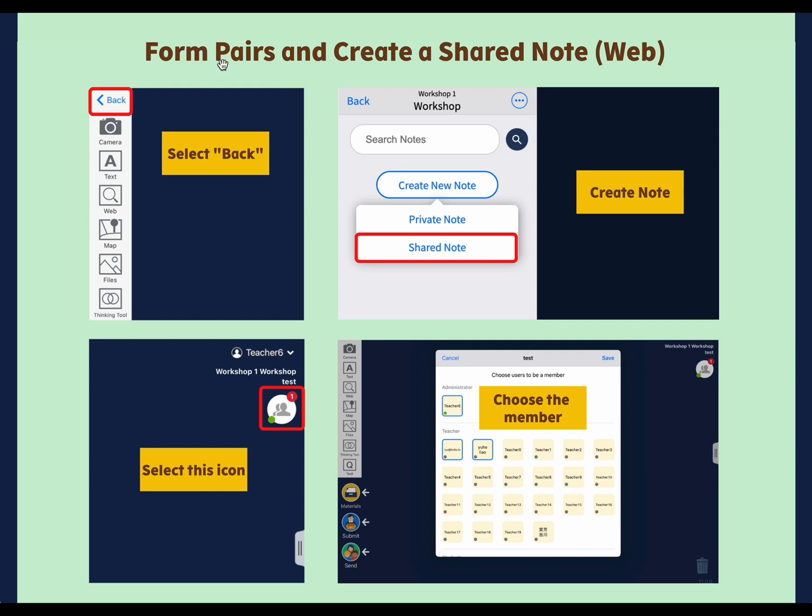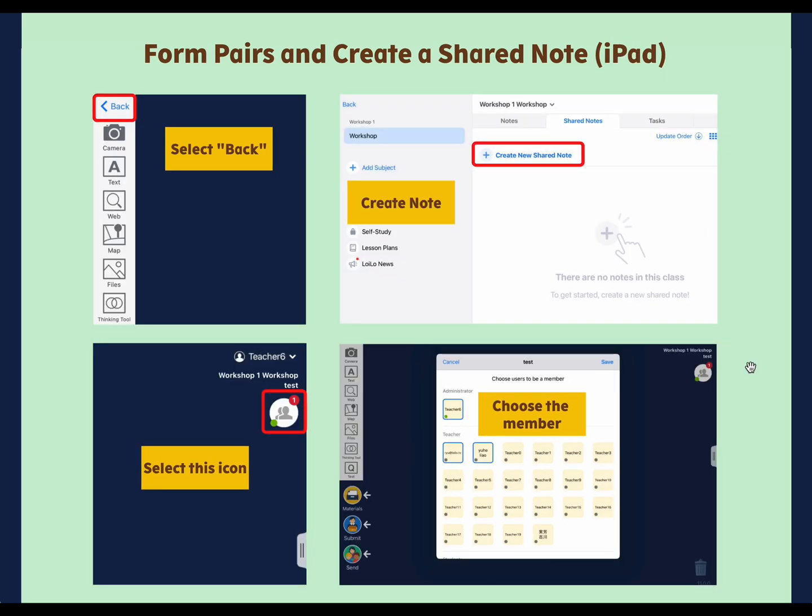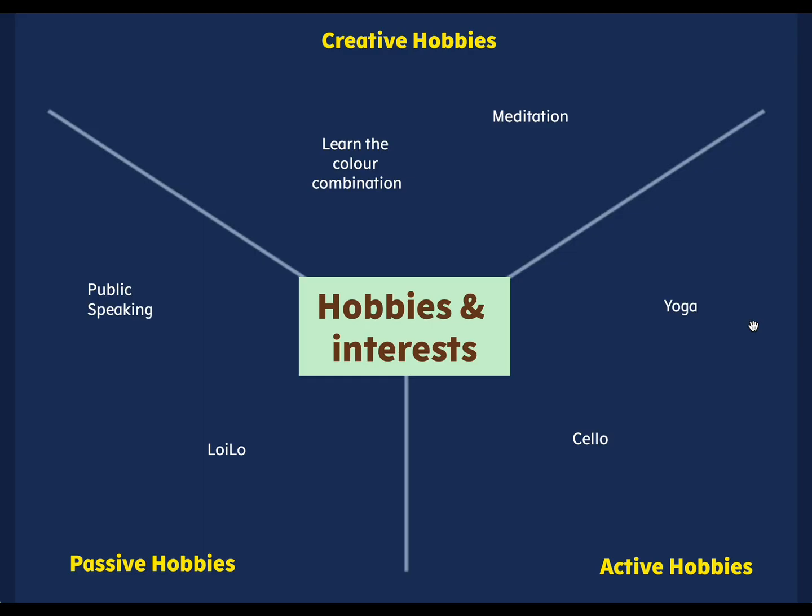So form pairs and create a ShareNote if you're using a web version. Again, click on back and select the ShareNote. And once it's done, remember to click on the people's icon, choose the member. And if you're using an iPad, it'll be the same. Select back, click on create new ShareNote. Select the people icon and choose your member.